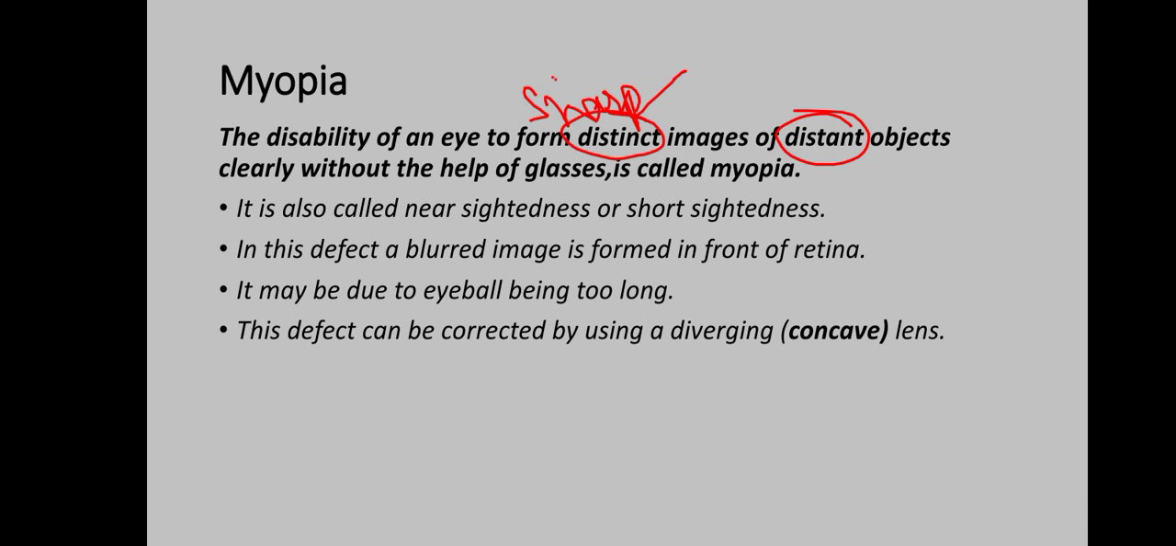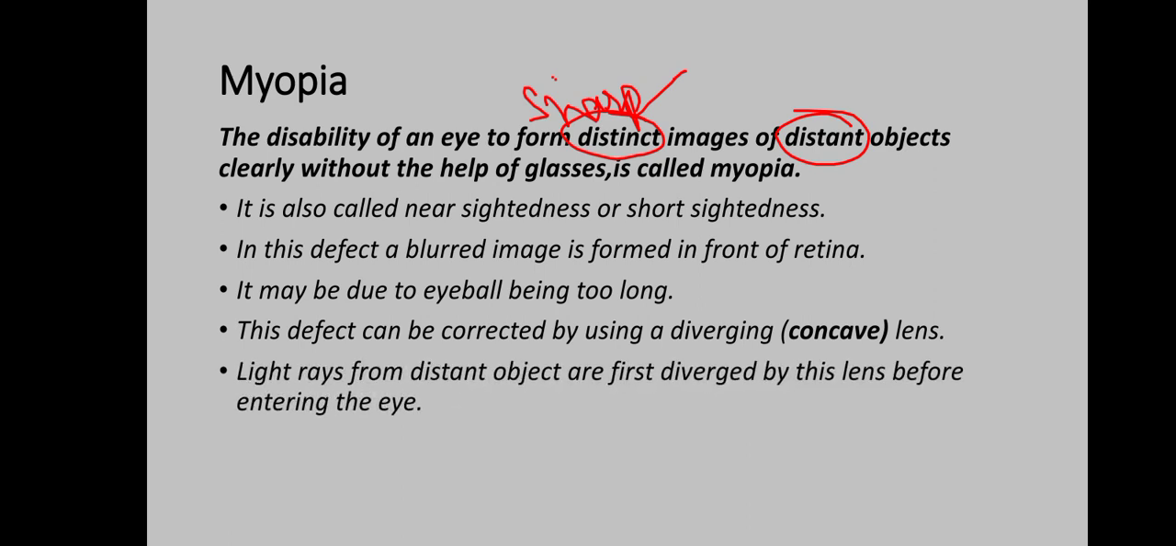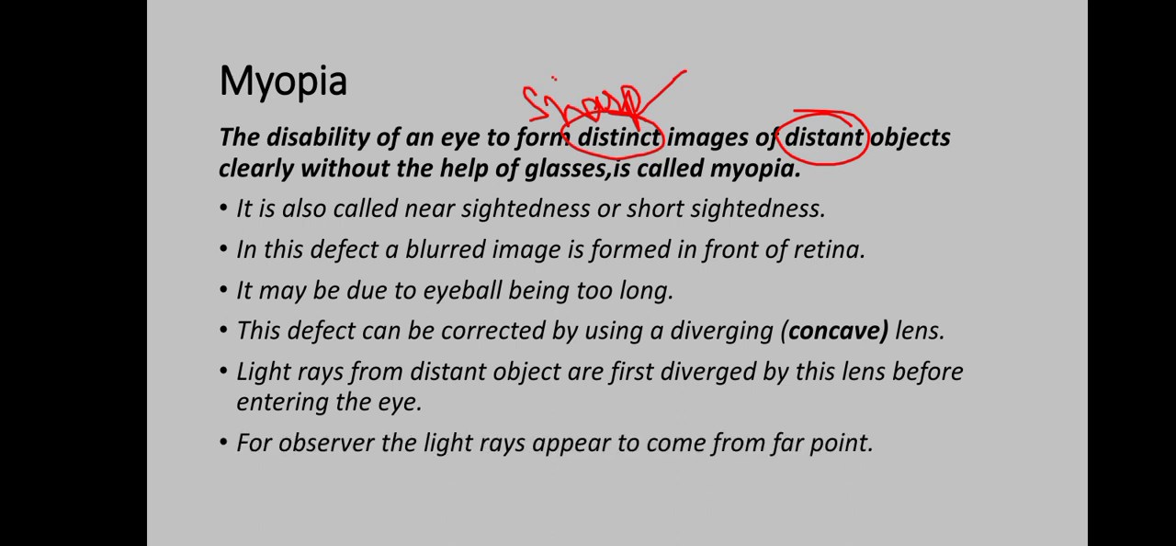This defect can be corrected by using a diverging or concave lens. What happens when a concave lens is used? The light rays from distant objects are first diverged by this lens before entering the eye. Because a concave lens is a diverging lens, it will diverge the light rays coming from the distant object first, and then they enter the eye, and the lens of the eye then focuses all the light rays on the retina easily. For the observer, the light rays appear to come from the far point.